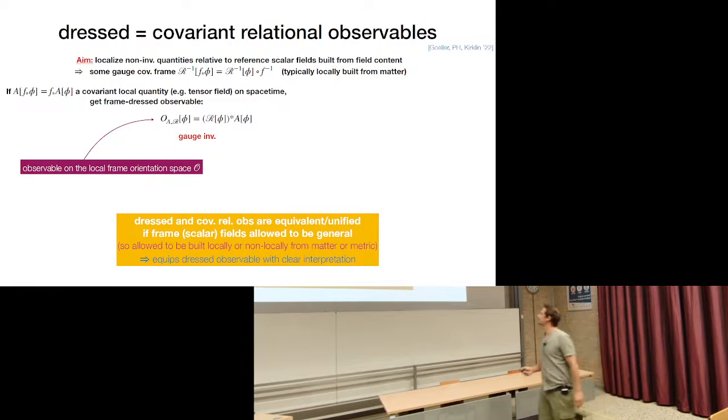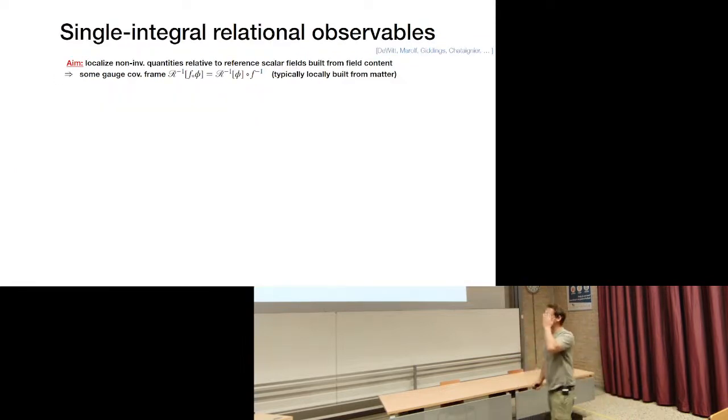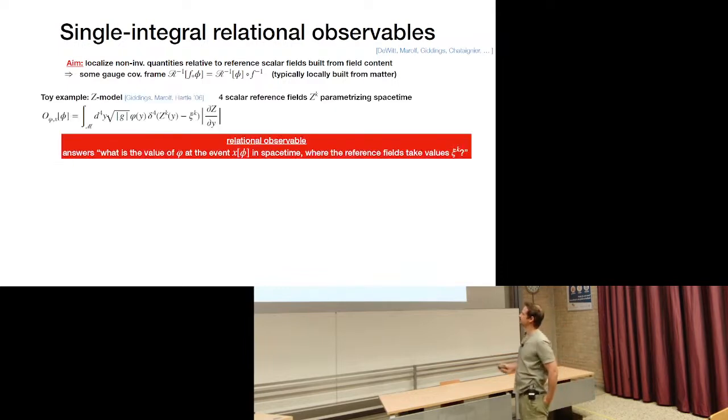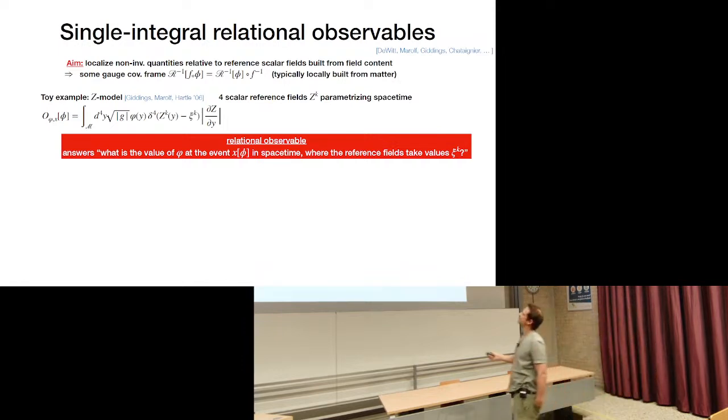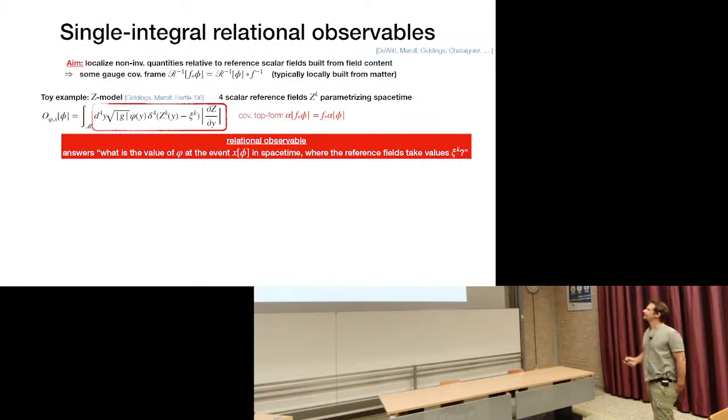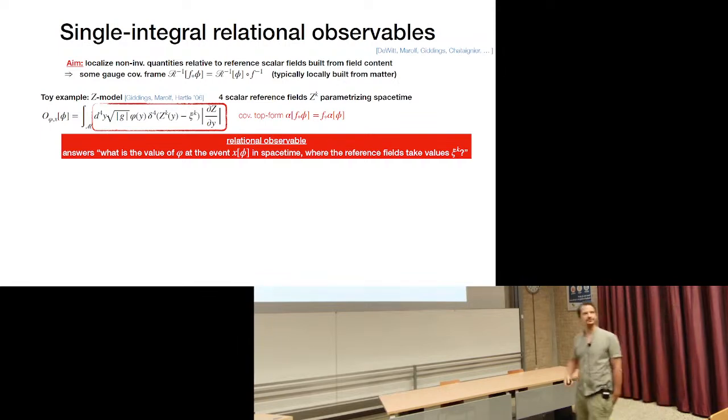Now let's go to this other representation, the so-called single integral relational observables. The aim is basically the same. It's also a covariant representation. Let me just give you a toy example. Suppose we have 4 scalar reference fields that happen to parameterize space-time. Then here one uses an integral to basically answer the question: what's the value of phi at the event in space-time where the reference field takes certain values. And in particular, this form under the integral is indeed a covariant top form, so it's a gauge invariant observable.